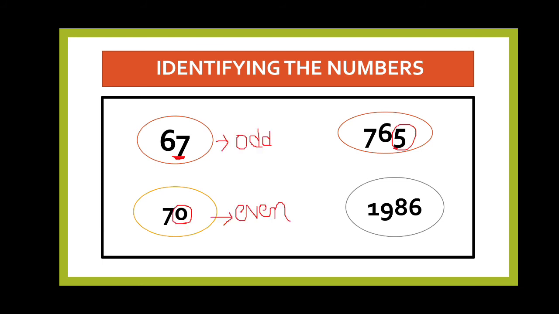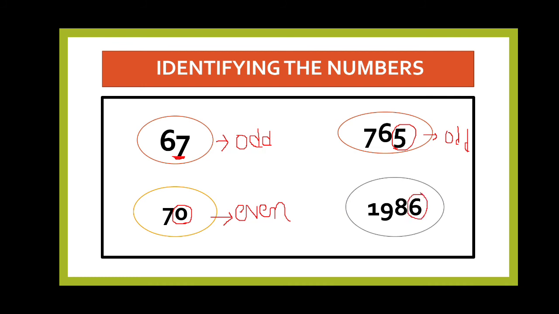Now, if you check the number 70, 70 is even. If you check the digit, it contains 0, which is an even number. If you see 765, the last digit in the units place is 5. So 5 is an odd number, so 765 is an odd number. We are not at all checking the full number. Just see the units place and check whether it is an odd number or not.